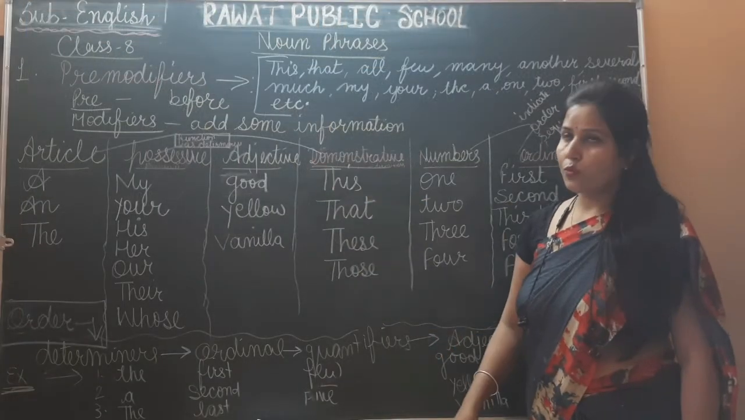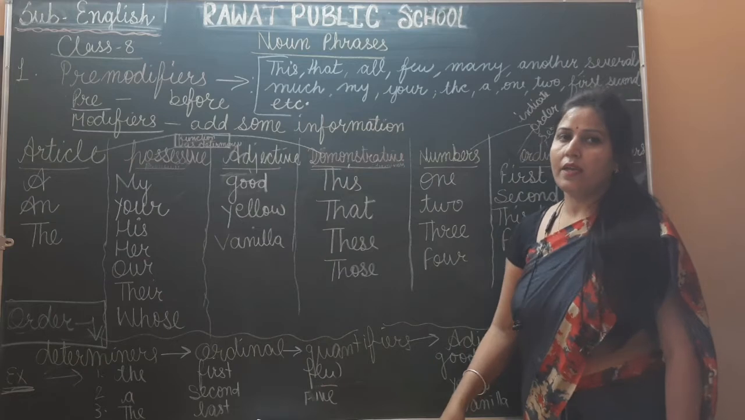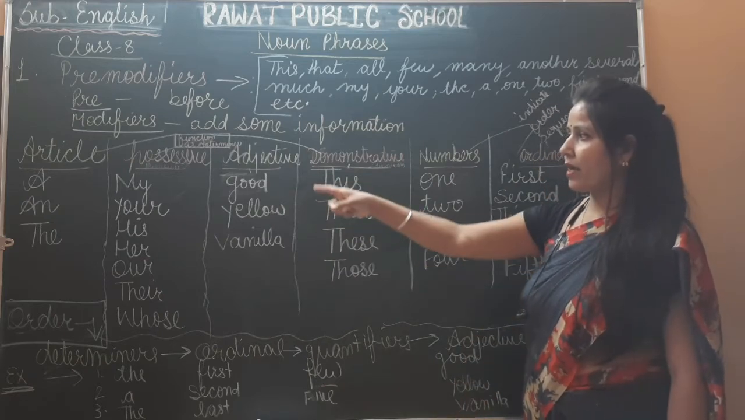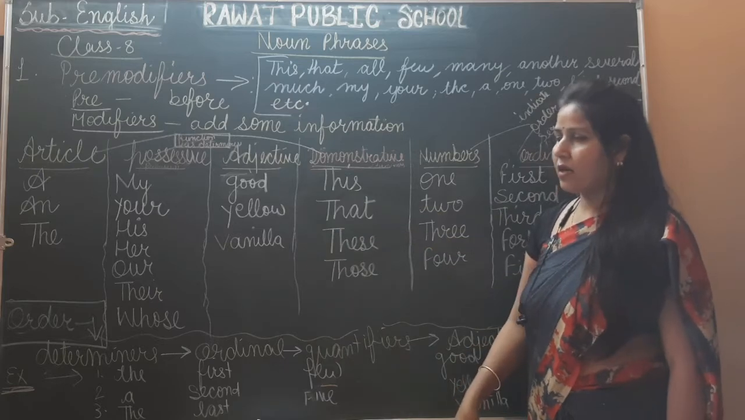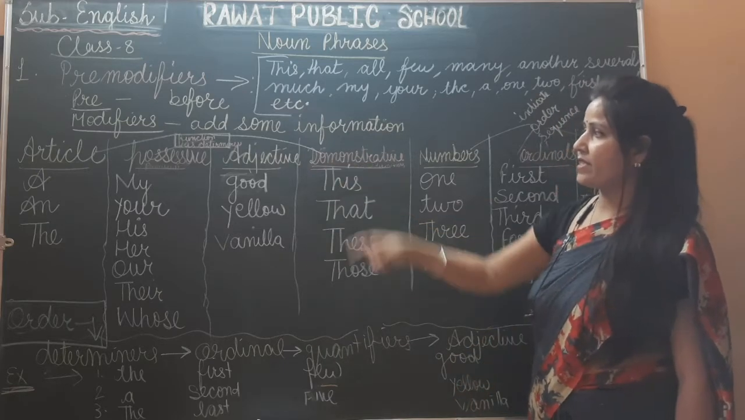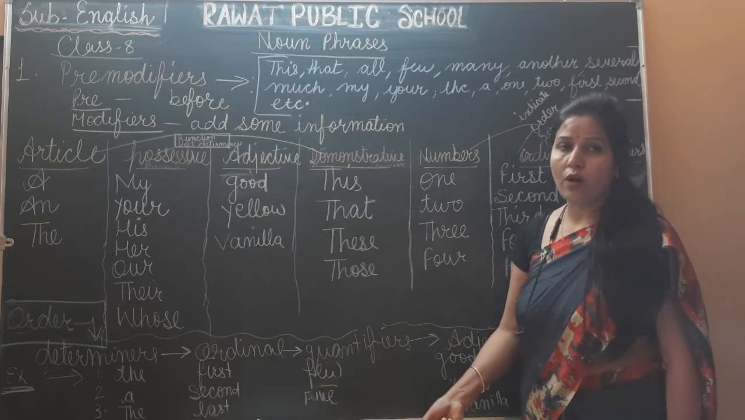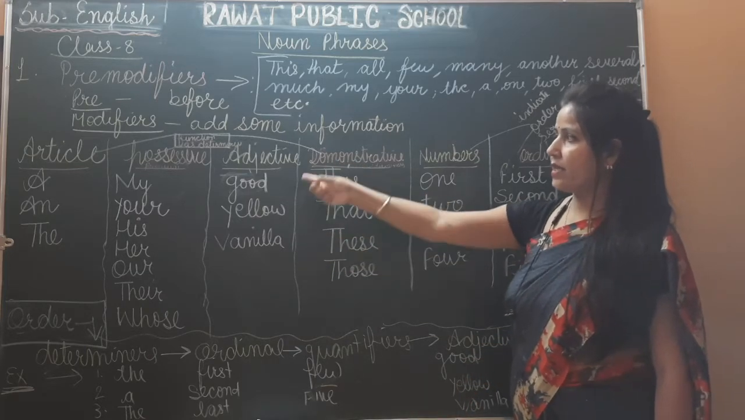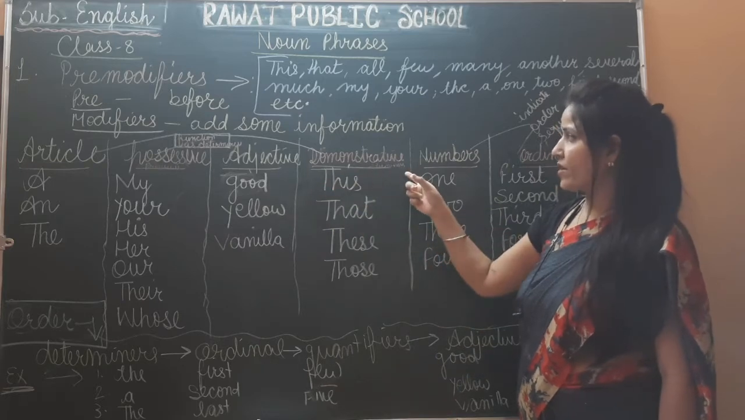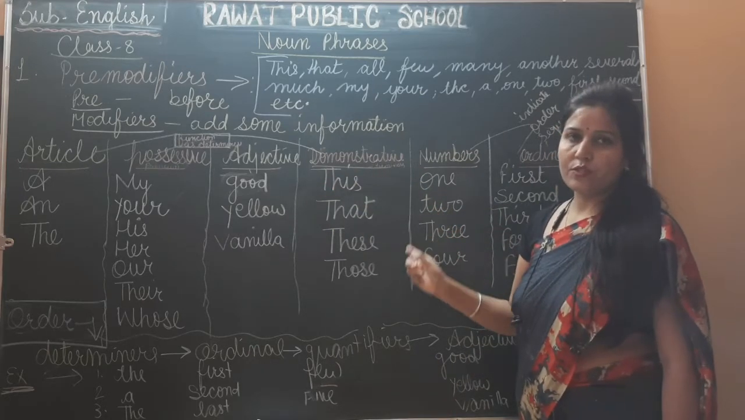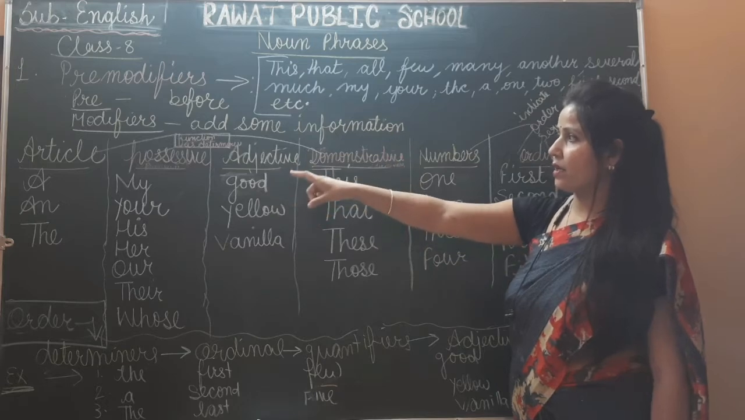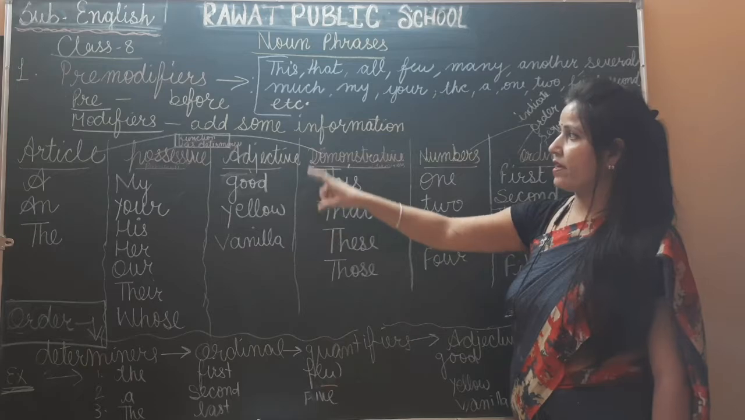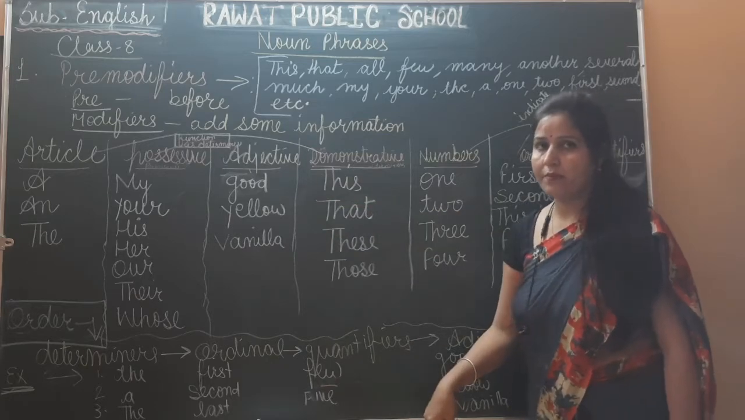These are the words we use as pre-modifiers. In articles we can write a and the, and in possessive pronouns we write my, your, his, her, our, their and whose. In adjectives we write words like good, yellow, tall, smart, beautiful. And demonstratives are this, that, these, those. It means articles, possessive pronouns and demonstratives function as determiners in pre-modifiers.